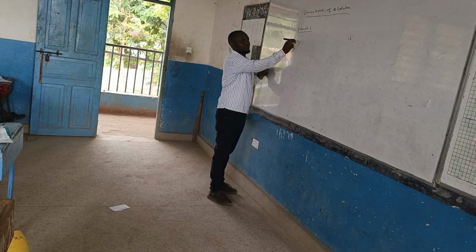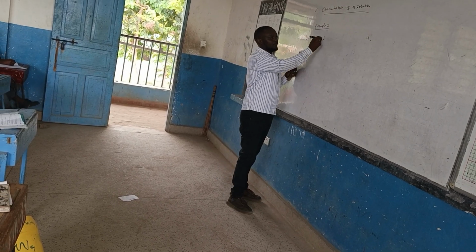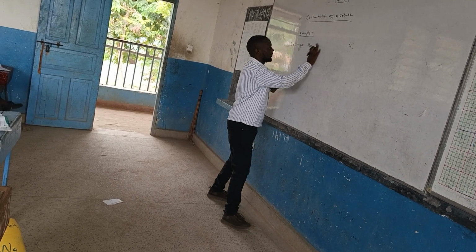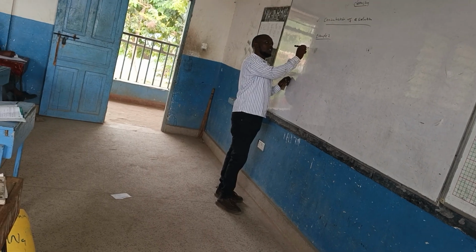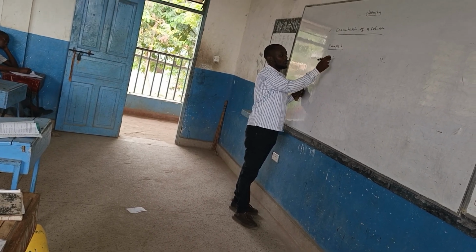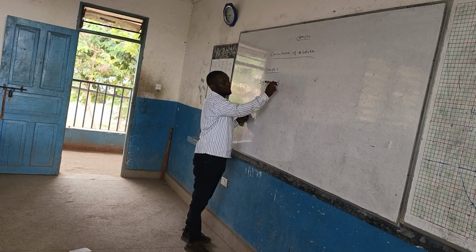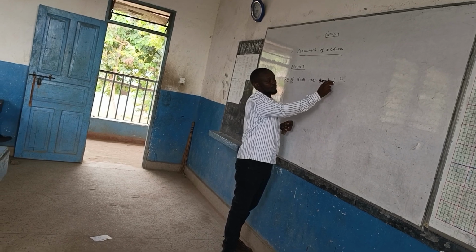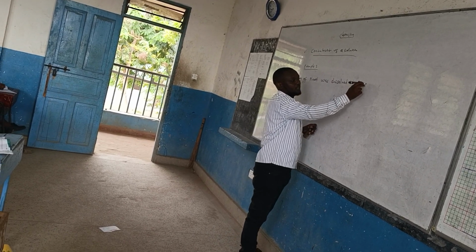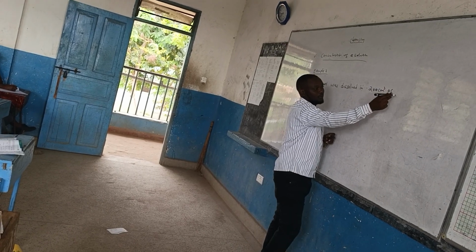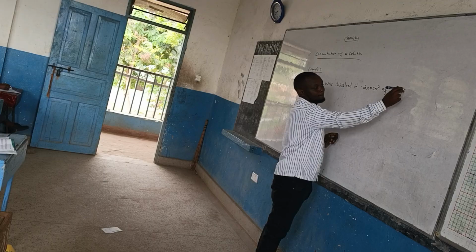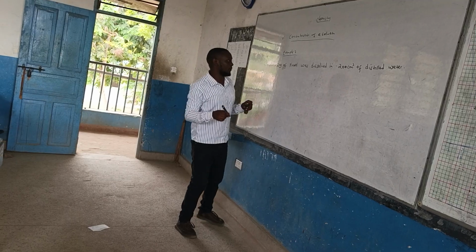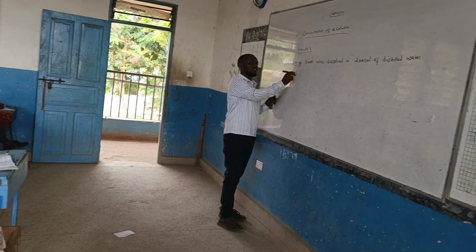Determine the number of moles of, let me say, 20 grams of sodium hydroxide dissolved in 200 cubic centimeters of distilled water. Determine the concentration of the solution.